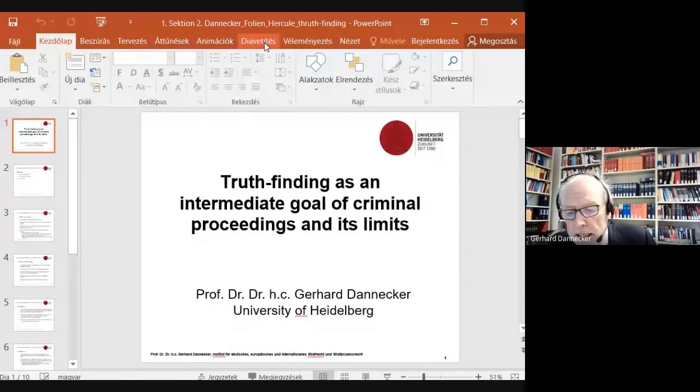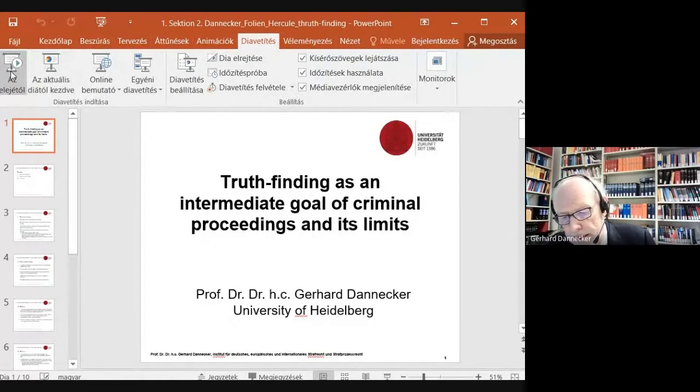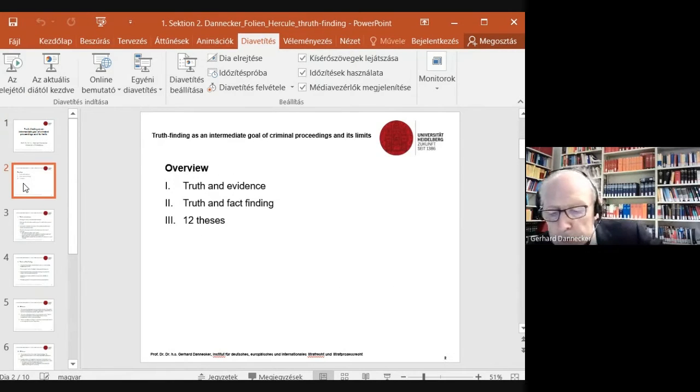I want to start with truth and evidence. Finding the truth is connected with evidence. Evidence is the information used to prove the matters to be proven in a trial. The study of evidence, therefore, is the study of the process by which such matters are proved in court. The law of evidence is concerned with questions like, are there principles for the evaluation of admitted evidence?